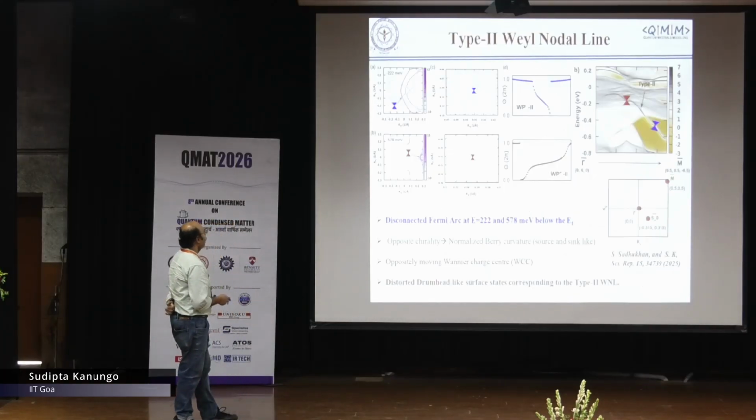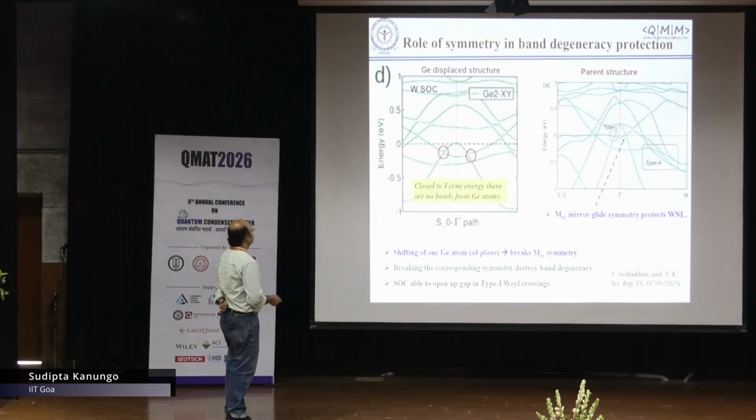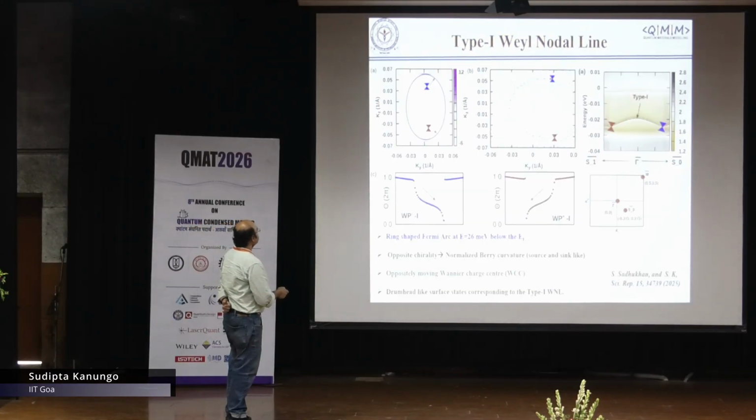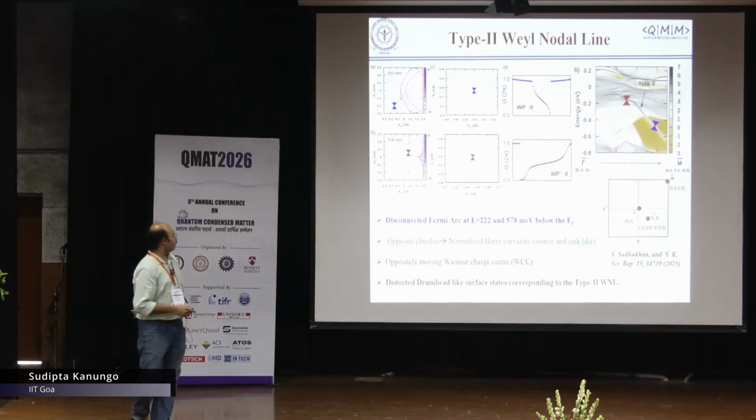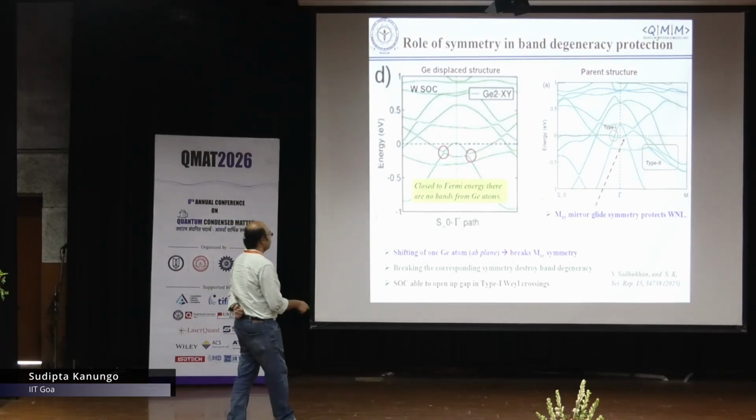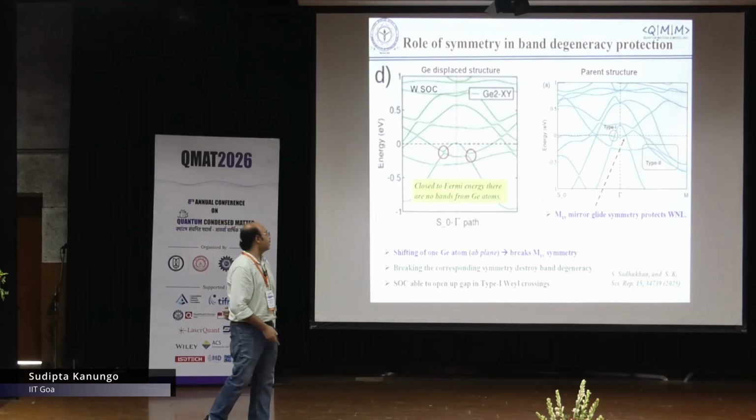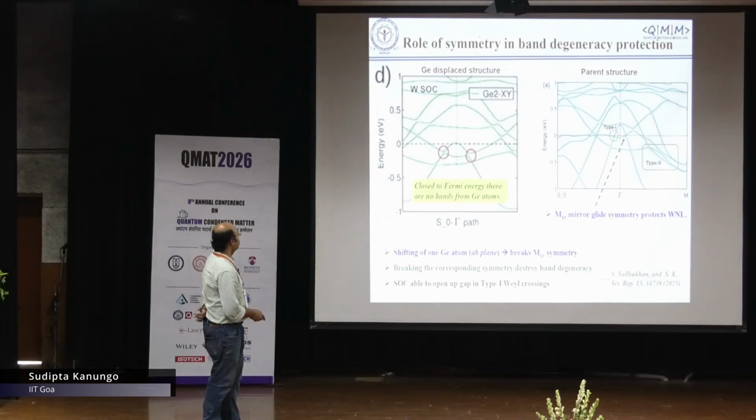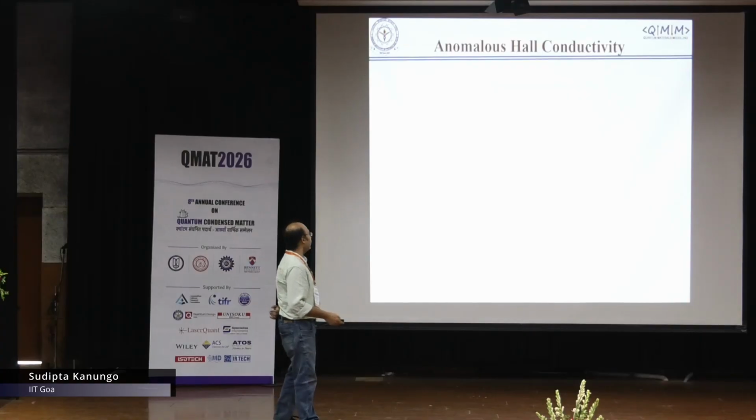Now we can also... okay, now it's so bad. Okay, so our argument is that the protection is because of the non-symmorphic symmetry. Now what we did is technically we displace the germanium atom, which basically breaks the mirror symmetry, and as a result you can see it opens up a gap. So that means it's confirmed that the non-symmorphic symmetry is actually protecting the gapless feature of the nodal line.